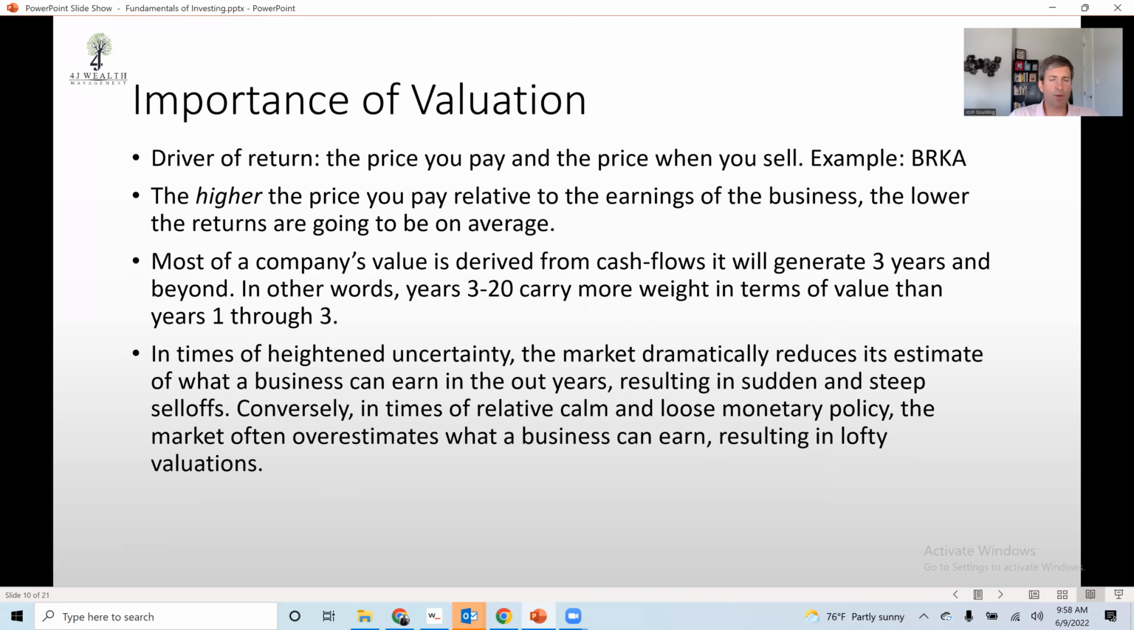Another really important principle of investing is focusing and understanding valuation, right? Valuation is a very important driver of return. The price you pay for a security, and then the price when you sell, right? That's going to be a major driver of return. And the other thing we would point out is we get a lot of clients who don't want to buy a stock because of the price of the stock, how much it trades for per share.